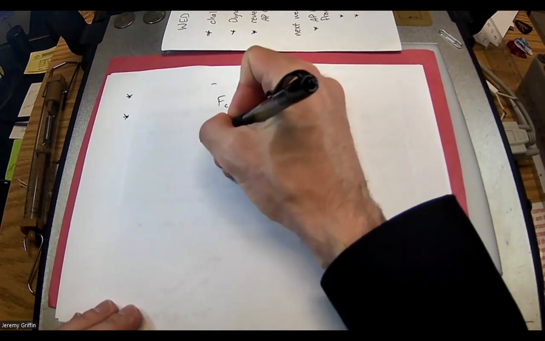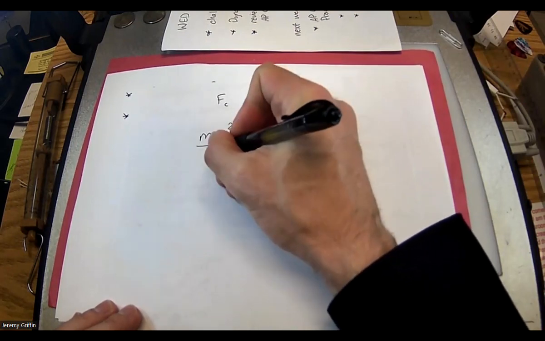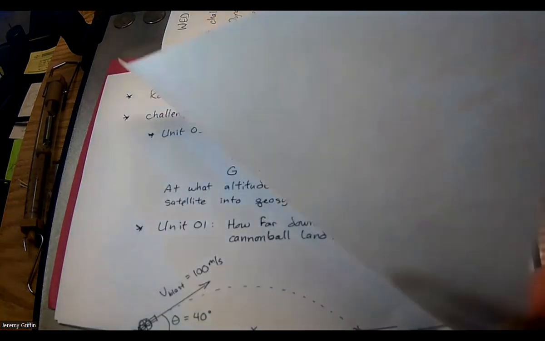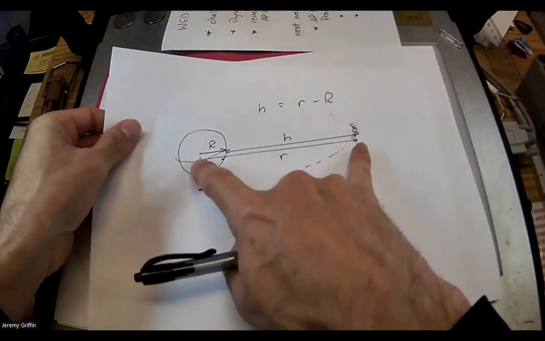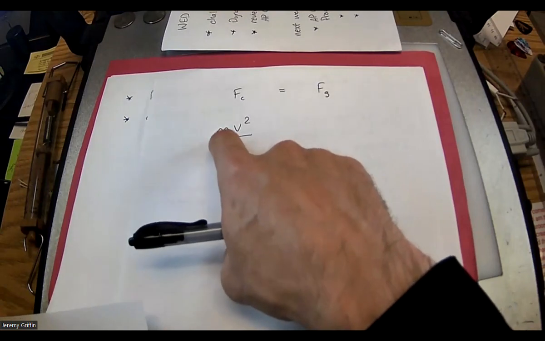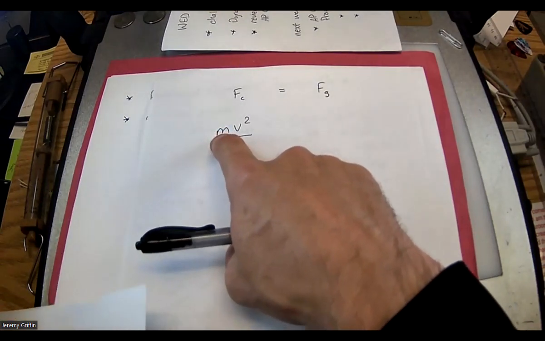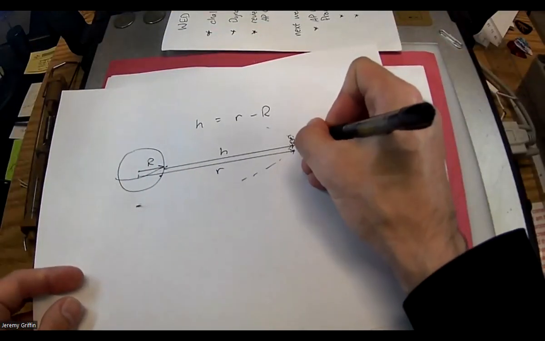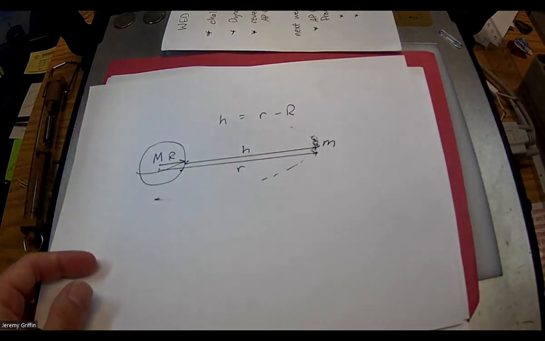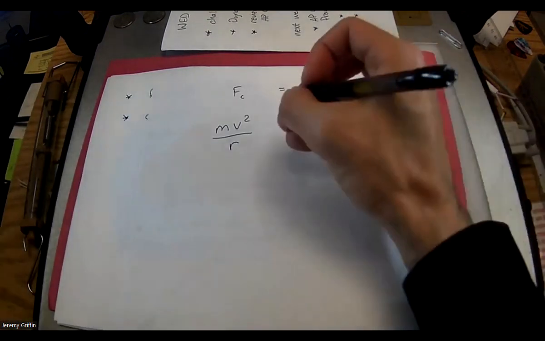We got mv squared over r. Now I'm going to use lowercase r, so that it matches the picture that I drew. We're talking about from the center of the Earth to the satellite. Which mass is this? Is this mass of the Earth or mass of the satellite? Mass of the satellite. So maybe I'll call this little m, and I'll call the mass of the Earth big M. Is that okay? All good.